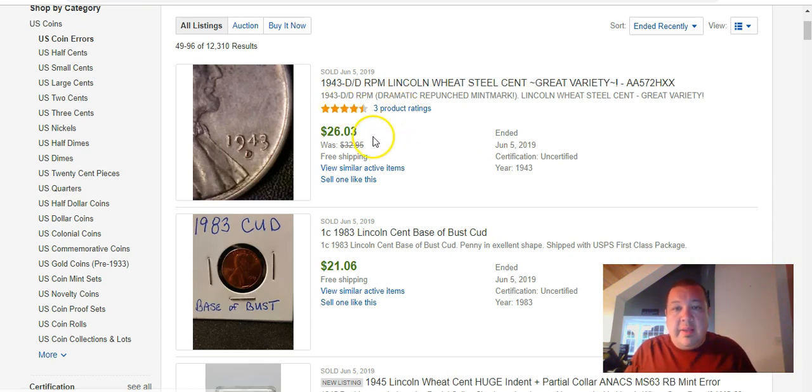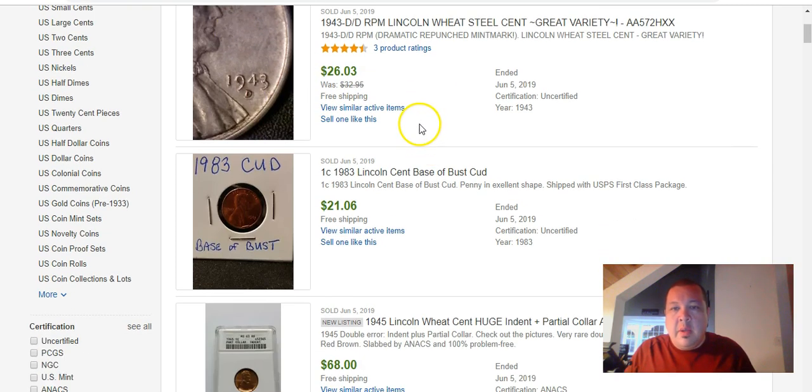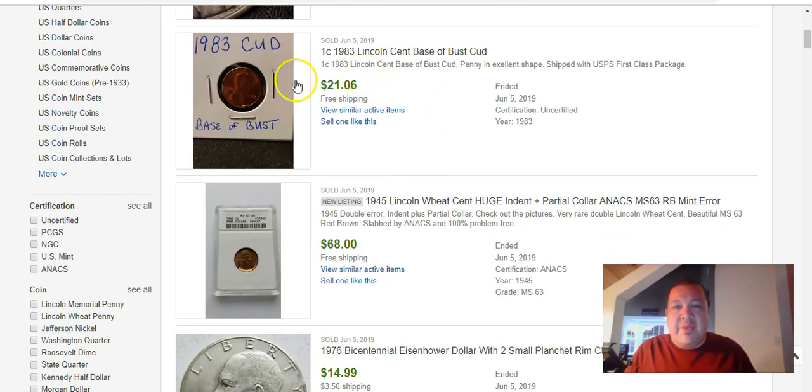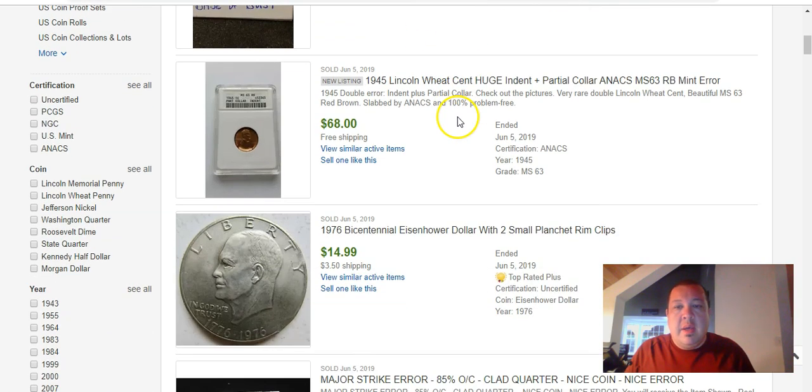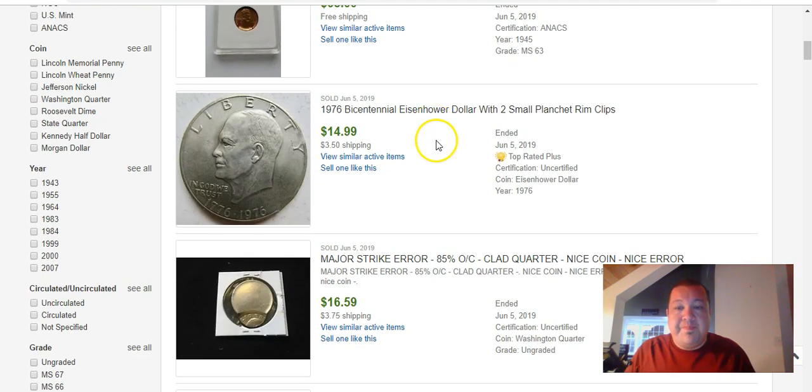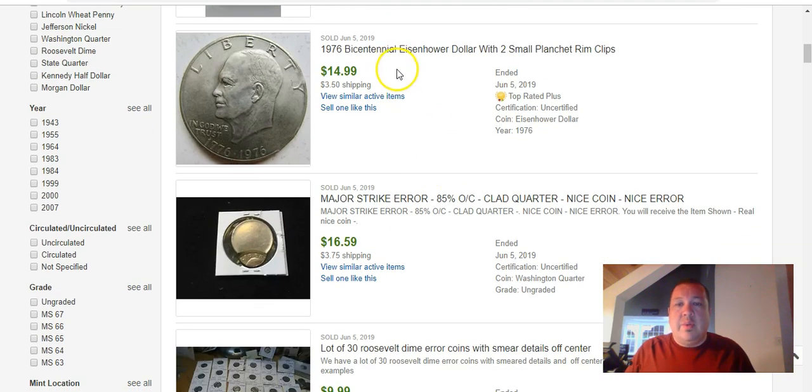43 D over D for $26. You know, it's circulated, and here's a 1983 Cud. So it's got a tiny little die break for $21. We'll skip that one. Oh, this is cool. So this is a bicentennial Eisenhower dollar that has two small rim clips right here that sold for $18.49. Now that's cool. You don't see that quite often on those larger modern dollars. You just don't.